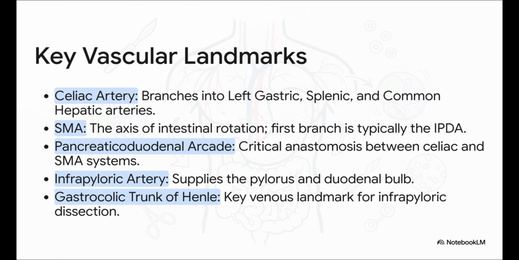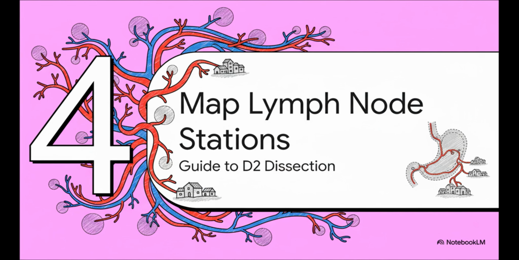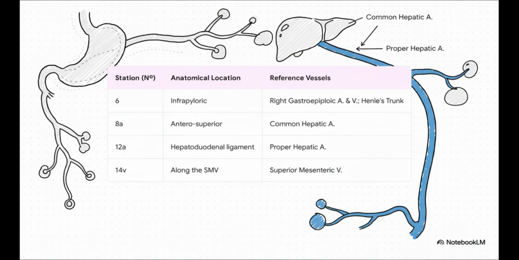It's a huge deal. Now, let's see how this vascular anatomy maps directly to those critical lymph node stations for a D2 dissection. The best way to think about it is this: the vessels are the roads, and the lymph nodes are the towns all along them. This table is really a high-yield summary of that map.